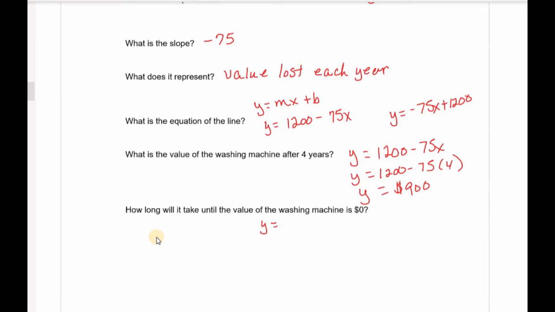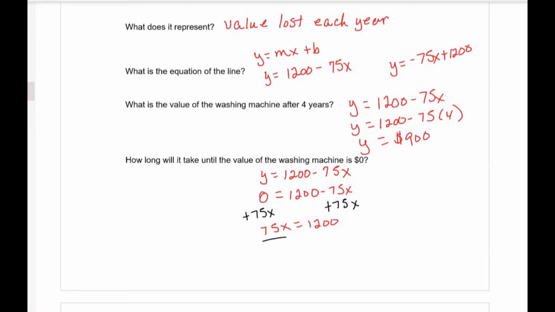How long will it take until the value of the washing machine is 0? Here's my equation. I want to figure out the x value when my y value is 0. So this is my equation that I need to solve. Okay, we're solving for x. I'm going to add 75x to both sides of my equation. And then I'm going to divide both sides of the equation by 75. So x is 16 years.